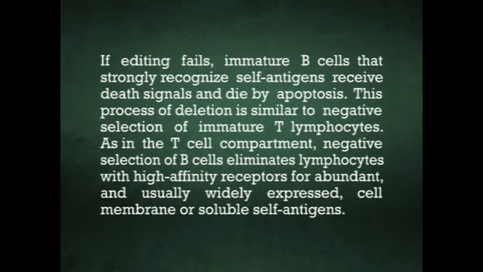Deletion. If editing fails, immature B cells that strongly recognize self-antigens receive death signals and die by apoptosis. This process of deletion is similar to the negative selection of immature T lymphocytes. As in the T cell compartment, negative selection of B cells eliminates lymphocytes with high affinity receptors for abundant and usually widely expressed cell membrane or soluble self-antigens.